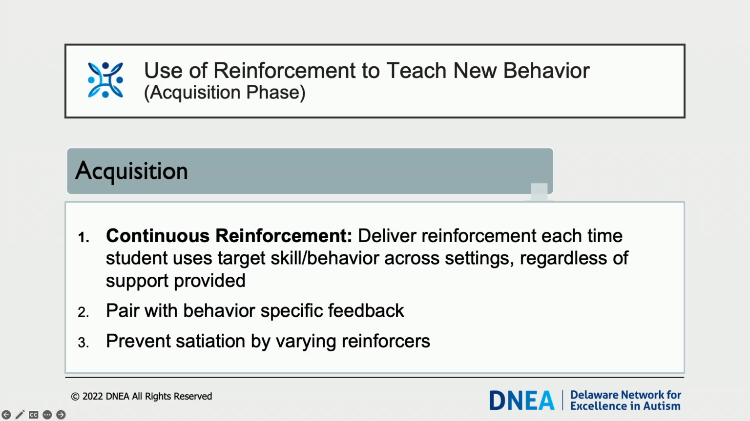Also, behavior should be reinforced even if additional support or help was necessary. It is simultaneously important to pair the delivery of reinforcement with behavior-specific labeled praise. We talked about satiation previously and have some additional tips to prevent it during this high rate of reinforcement phase. First, vary reinforcers or use different reinforcers for different skills and behaviors.